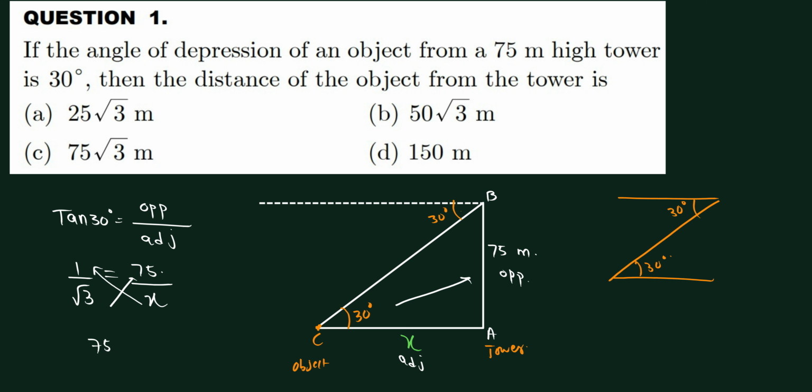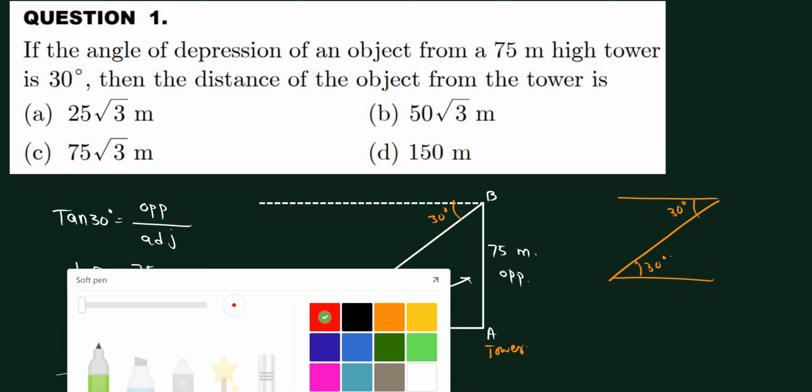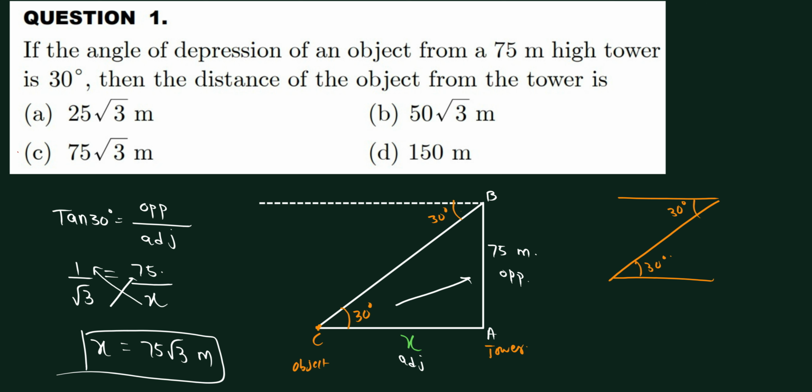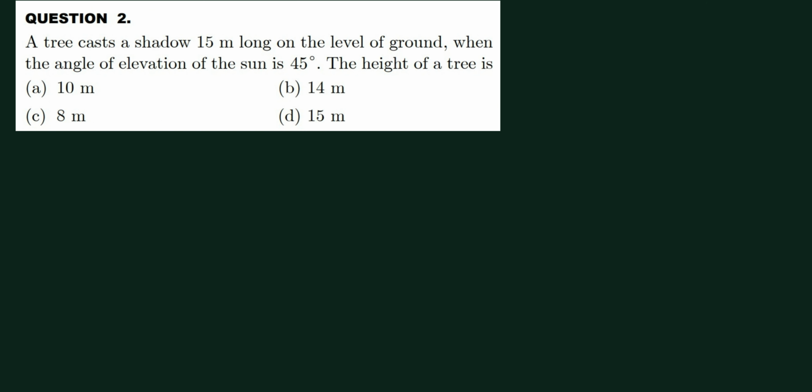75. Then x equal to 75 into root 3. 75 root 3. So the answer is 75 root 3 meter. Okay. So which one is matching for your answer? Answer C is matching.